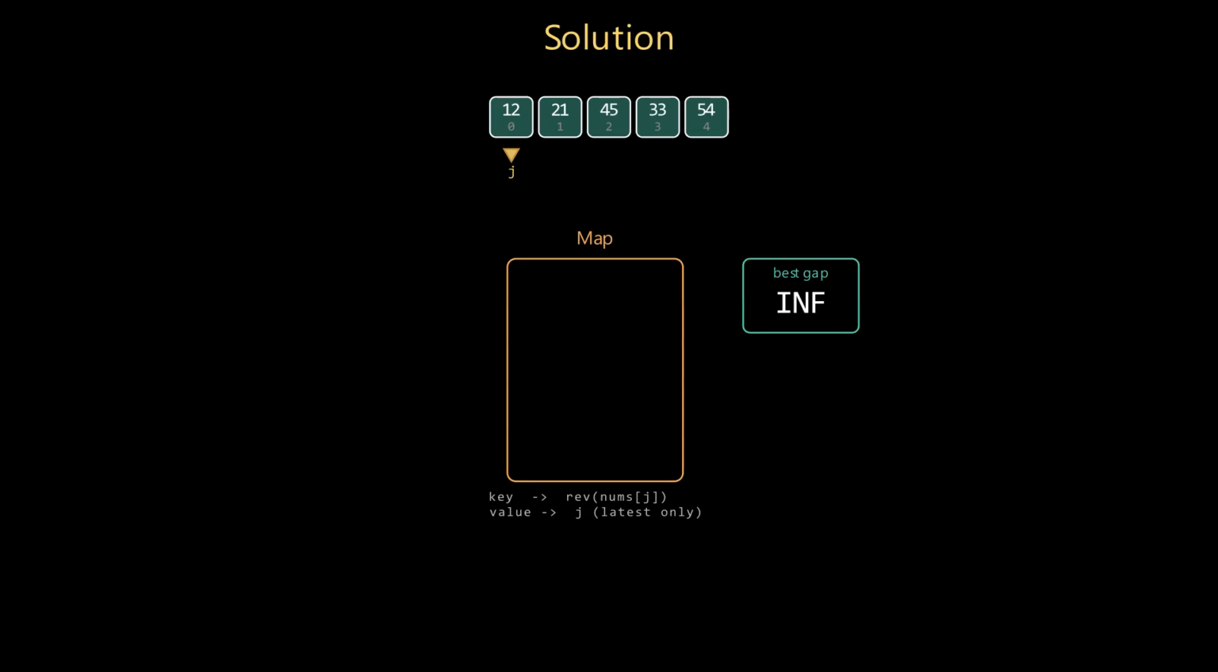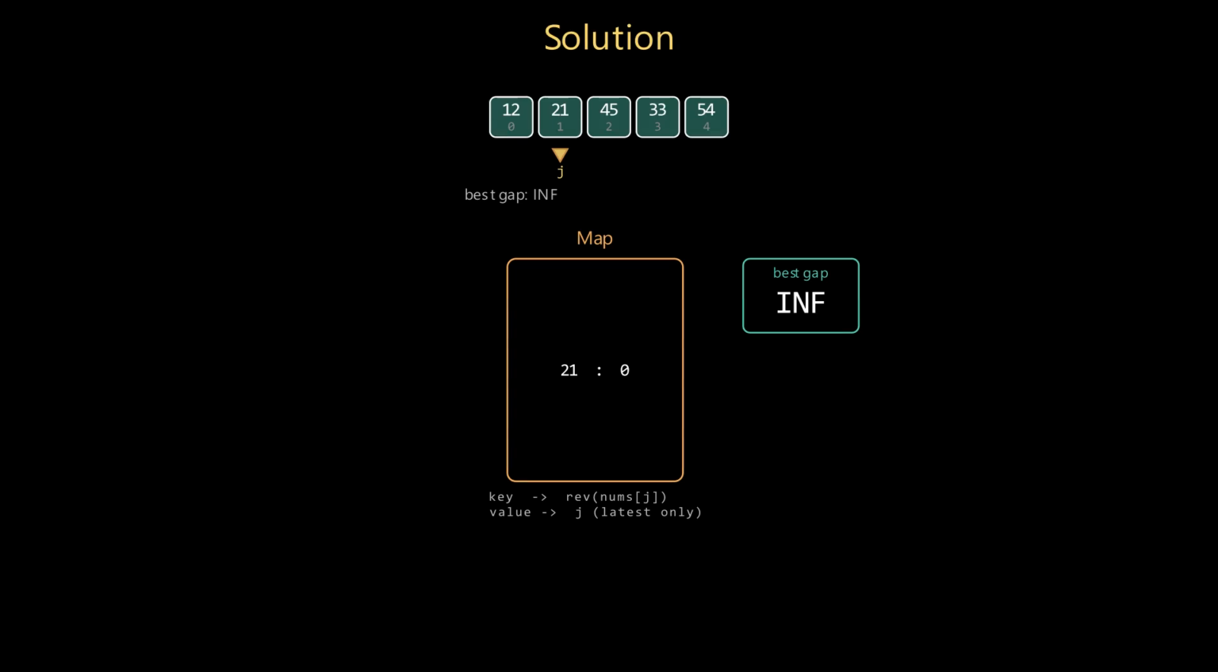Iteration j equals 0. nums[0] is 12. Look up 12 as a key; the map is empty, so there is no earlier mirror to pair with. Insert the reverse of 12, which is 21, mapped to index 0. The best gap stays infinite because we have not seen a pair yet.